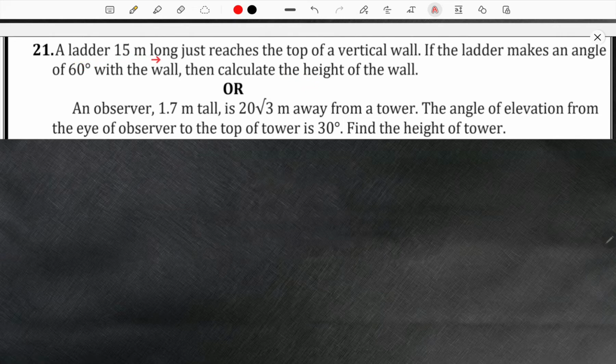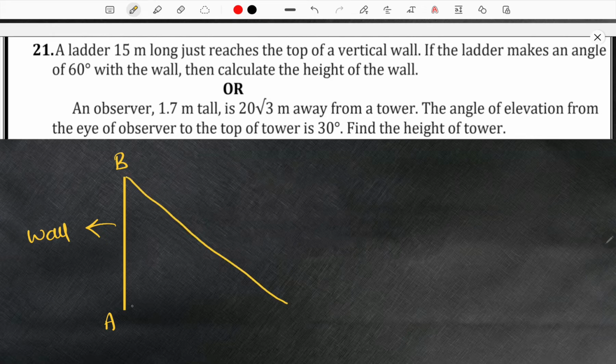A ladder 15 meter long just reaches the top of a vertical wall. Alright, so there is a wall like this. Let us name this wall as AB. AB is the wall. So here should be the ladder like this. Let me name it as C. So this is 15 meter, so whatever this BC is there, this is the ladder. And this has to be 90 degree.